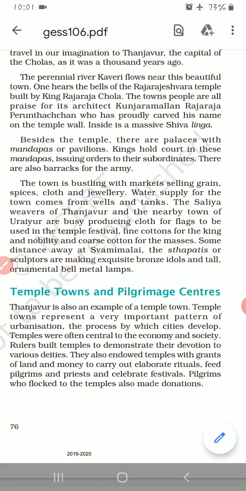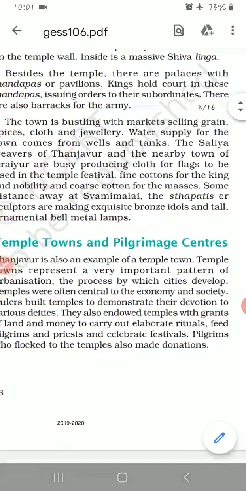Now, temple towns and the pilgrimage centers. If you go there, what you'll see, Thanjavur is also an example of a temple town. Beautiful temples are built in Thanjavur. So it's a very good example of a temple town.